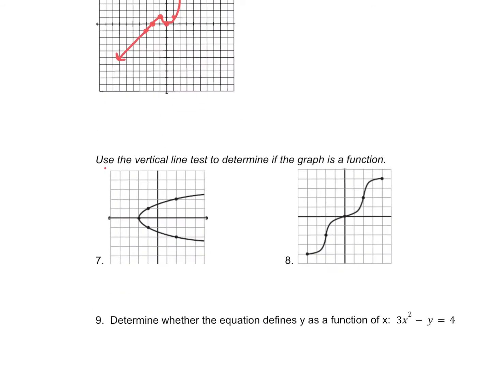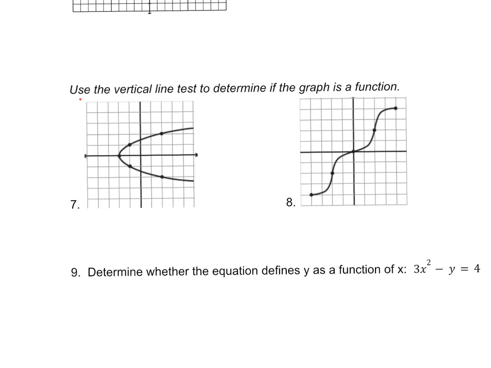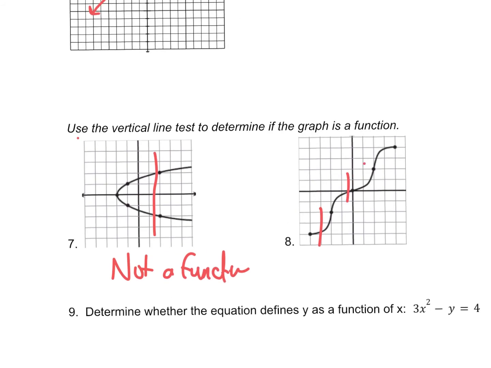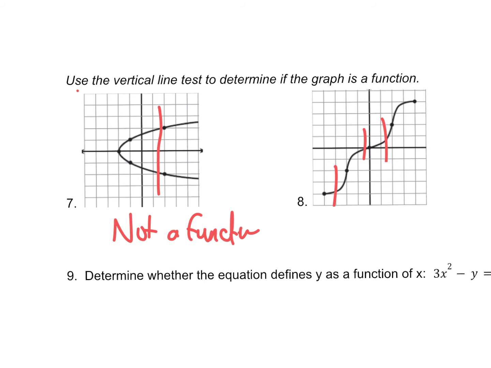All right. Number 7 and 8 both say use the vertical line test to determine if it's a function or not. Number 7 fails quickly. If I draw a vertical line, it hits it twice. That's a no, not a function for sure. Number 8, I can draw a vertical line anywhere and I can just hit this function once. It never goes vertical. It gets close to being vertical right there, but not quite. So that one is a function for sure.